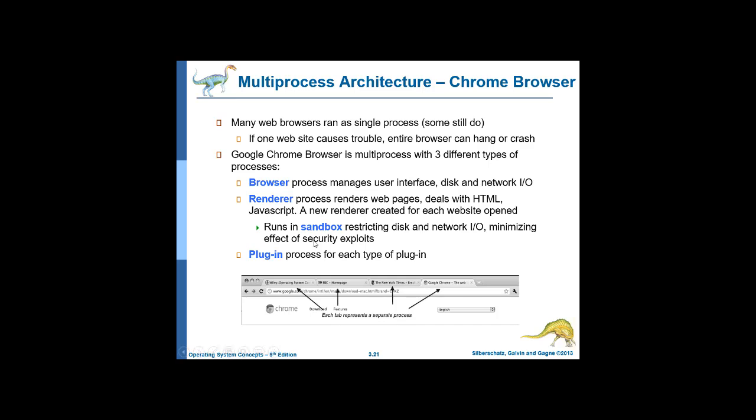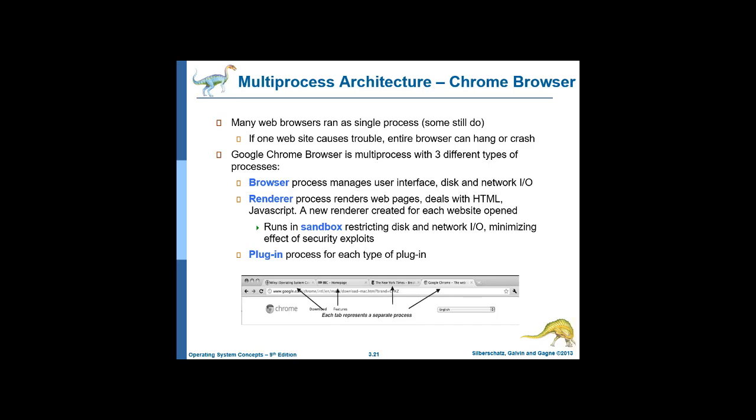But in addition to tabs, there are three main types of processes. The browser process is responsible for creating the user interface, and input-output, whether it's related to disk or the network. Then there is the render process, which renders those tabs, those web pages. It is responsible for HTML and JavaScript. Whenever you create a new tab, it creates a new render process. The browser does not allow the renderers to interact with other tabs, or with the disk or network I/O.